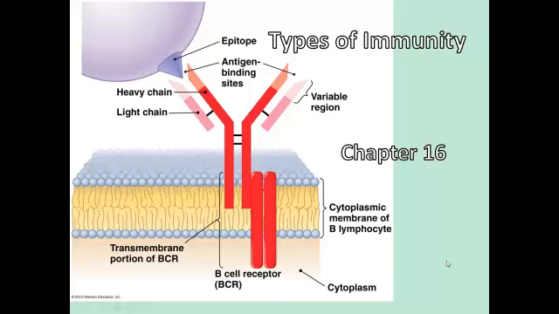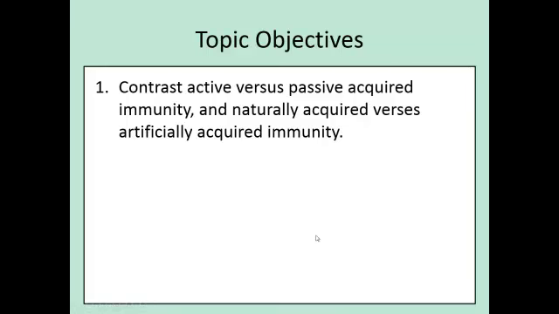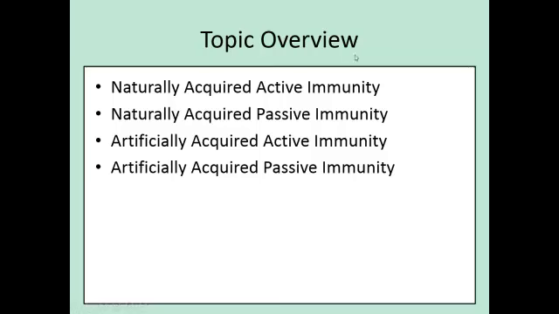Chapter 16, Types of Immunity. In this last topic for this chapter, we will be learning how to contrast active versus passive acquired immunity and natural versus artificially acquired immunity. So in this topic, we're going to cover naturally acquired active immunity, naturally acquired passive immunity, artificially acquired active immunity, and artificially acquired passive immunity.